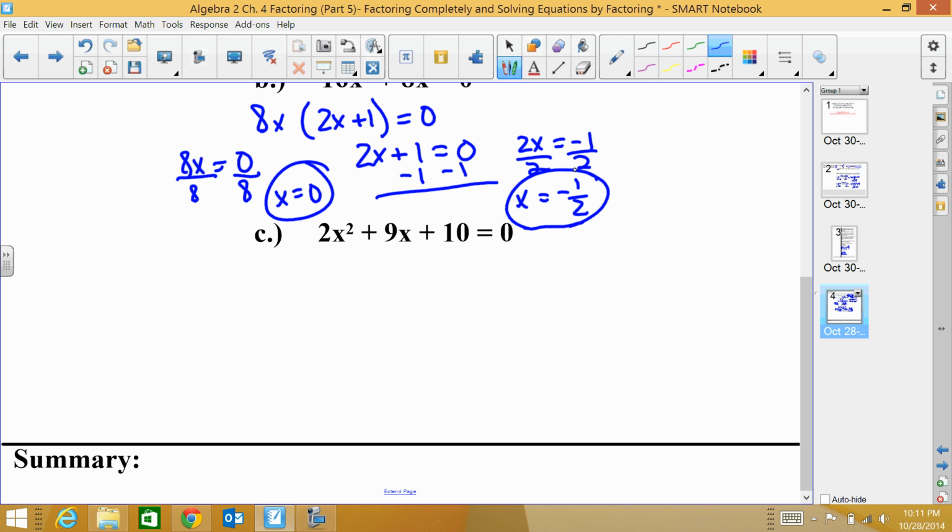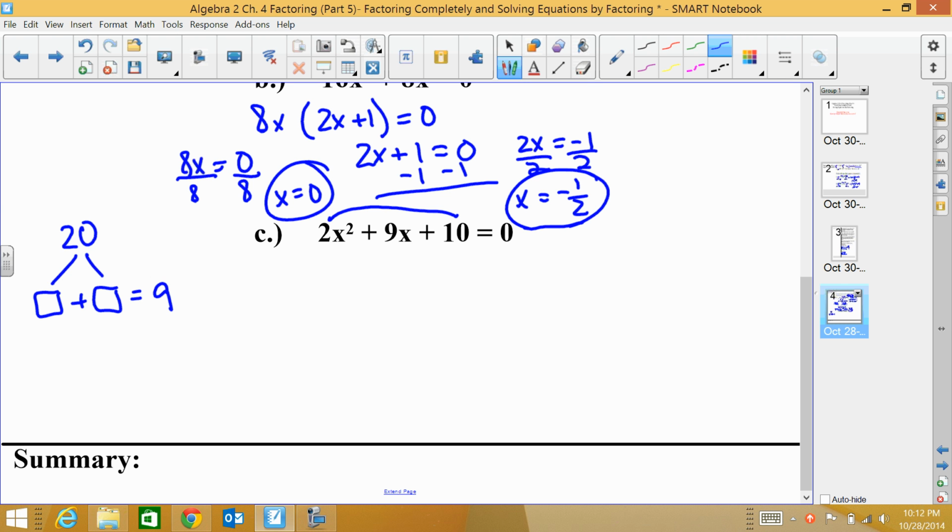Okay? Alright, so we've got our equation equal to 0. Then I check for a greatest common factor, and there's not one. Then I check for a special pattern, and there's not one. Then I check to see if there's a number in front of x squared, and there is, and it's not a 1. So that means I have to use the AC method to factor. I take A times C, which is 2 times 10, which is 20. Then I'm going to find factors of 20 that add to be the middle term, which is 9.